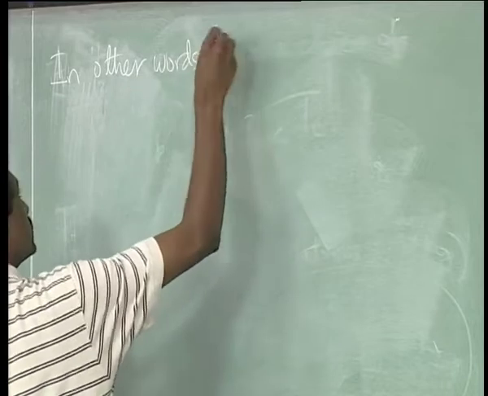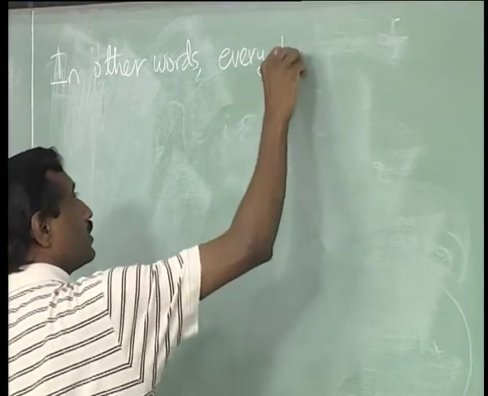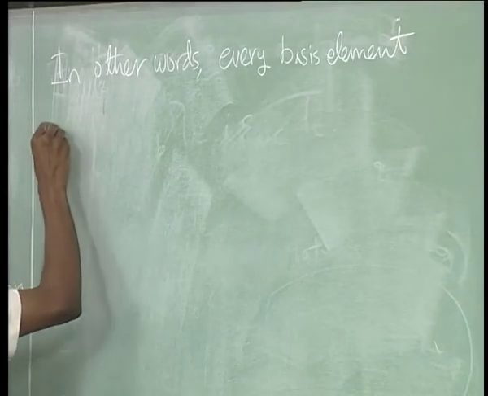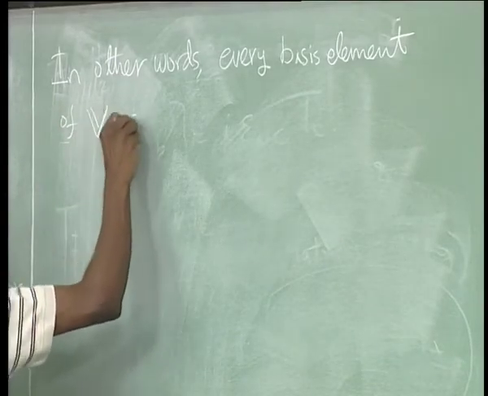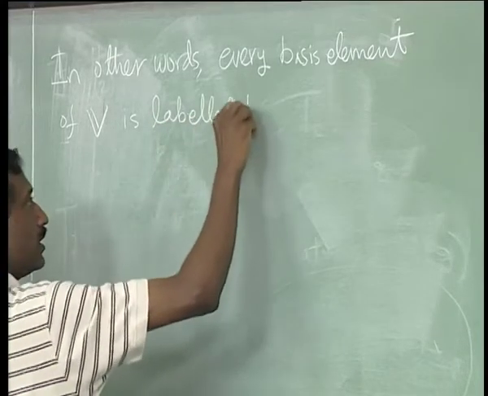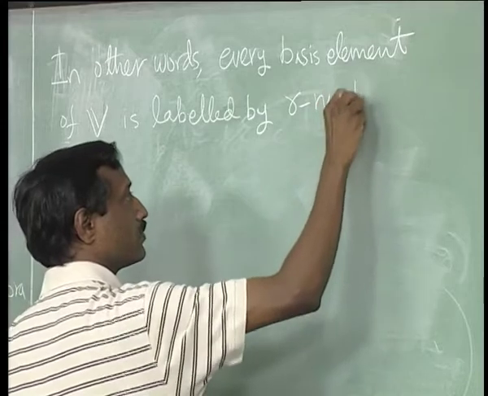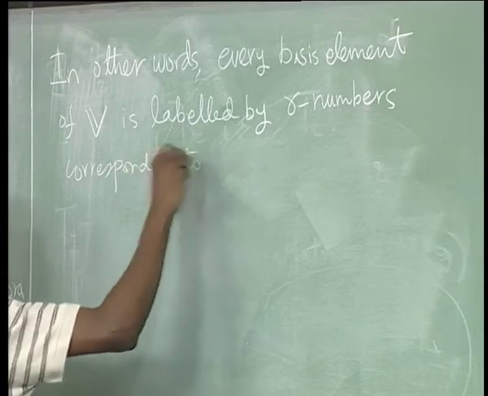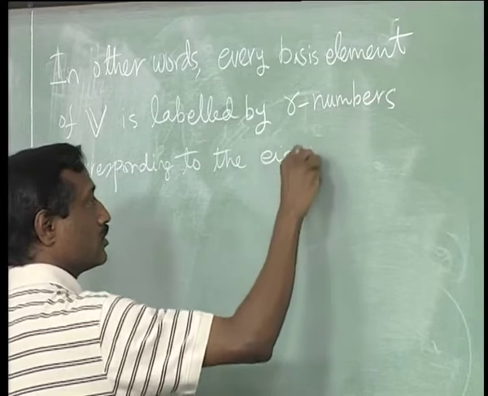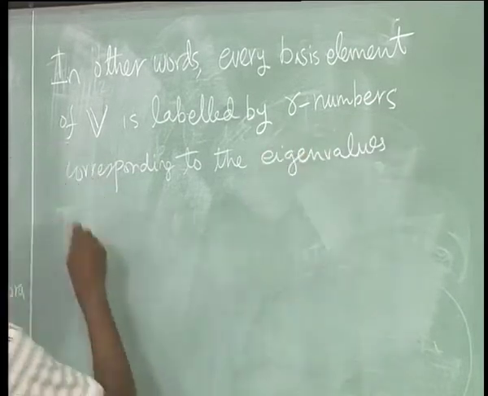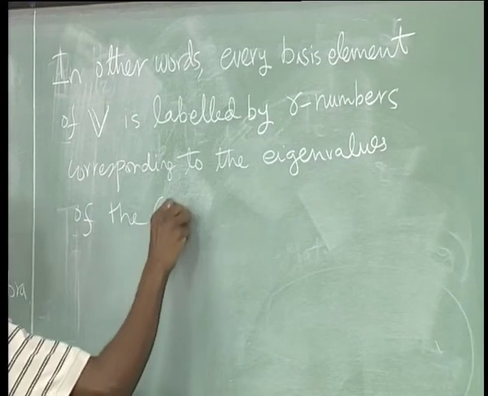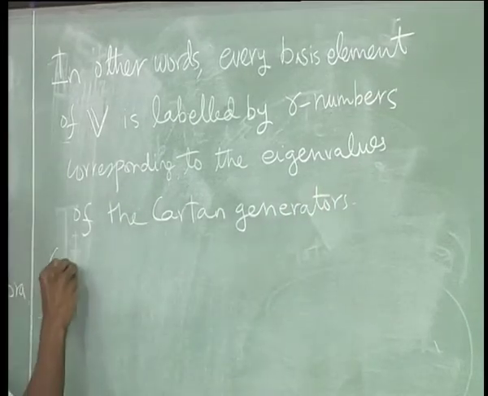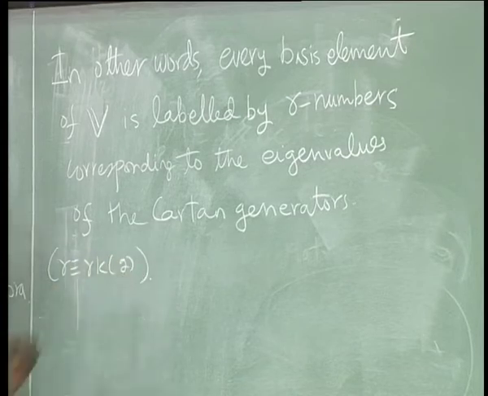Okay. In other words, every basis element of V is labeled by r numbers corresponding to the eigenvalues of the Cartan generators. Okay, r is just the rank of the Lie group.